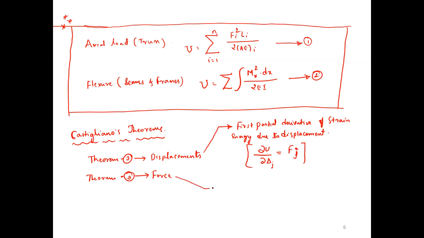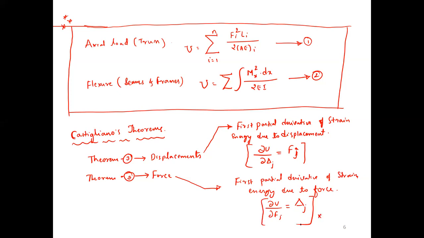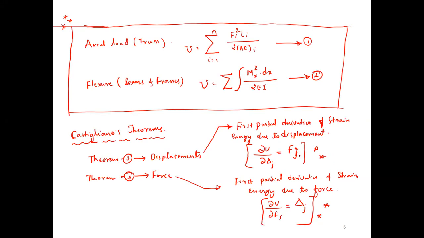But what does Castigliano's second theorem say? This is the expression with respect to force. First partial derivative of strain energy due to force, which means dou U by dou Fj, which is equal to the displacement delta j. This is a very, very important thing. When we do Castigliano's first theorem, the partial derivative with respect to displacement, we get force. When we do the second theorem, the partial derivative with respect to force, we get displacement.